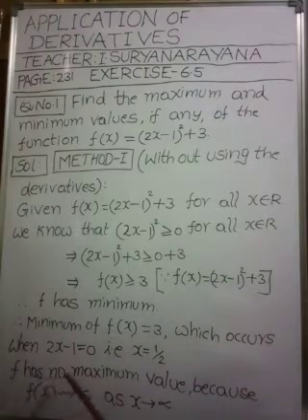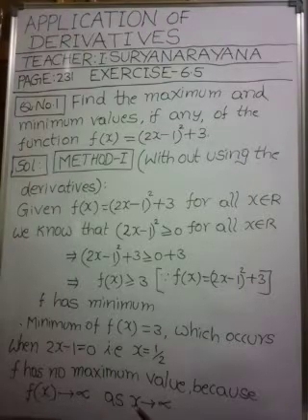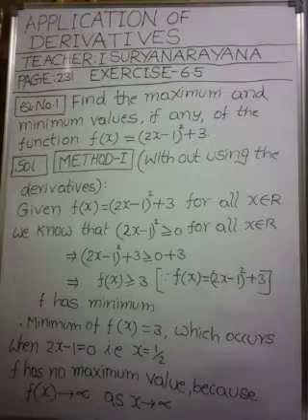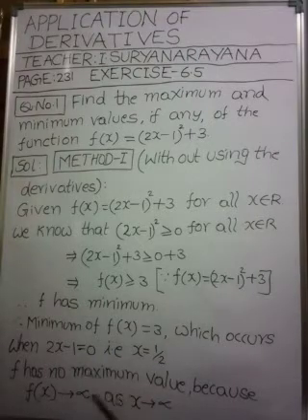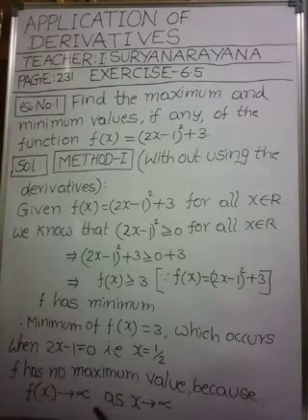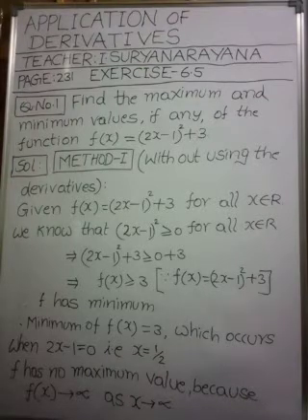But f of x has no maximum value because f of x tends to infinity as x tends to infinity. So in this case f of x has no maximum value. F of x has only minimum value. F of x does not have maximum value because f of x tends to infinity as x tends to infinity. Understood this point, my children?